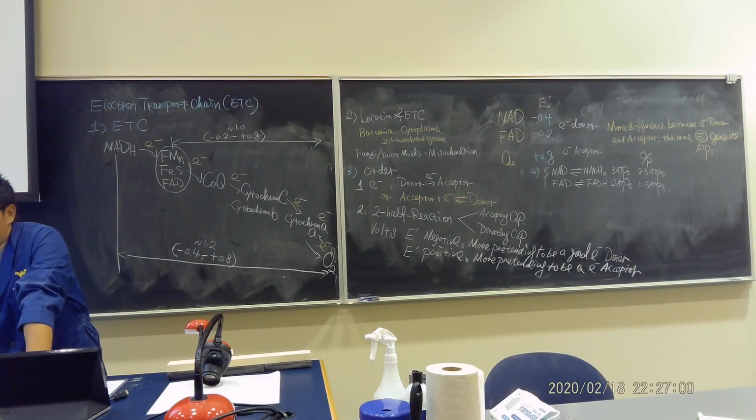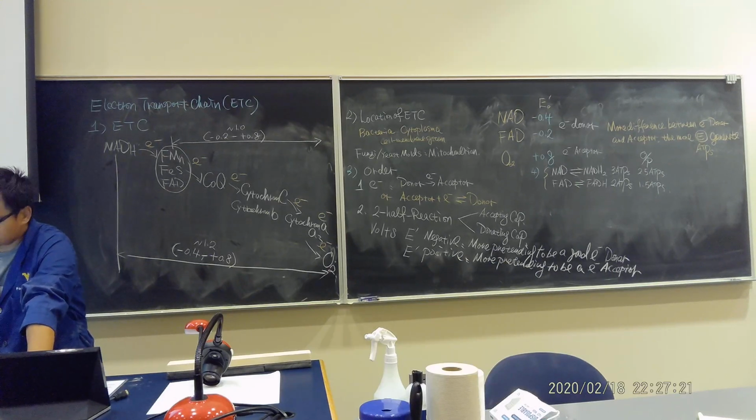Okay, so the bottom ones, from flavoprotein to cytochrome C, ubiquinol, all these have very positive values. So they are potential electron acceptors. And on the top, you see these negative values, which means they are potential electron donors. So that's why we have two half reactions.